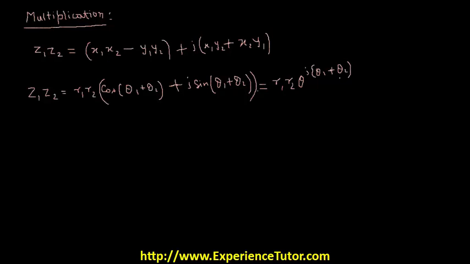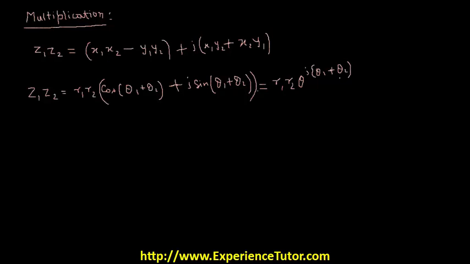Multiplicative inverse. For every non-zero complex number z is equal to x plus i y, x not equal to 0, y not equal to 0, we have a complex number (x minus i y) upon (x square plus y square) such that their product is equal to 1 plus i 0, which is equal to 1. x upon (x square plus y square) minus i y upon (x square plus y square) is called multiplicative inverse of x plus i y.